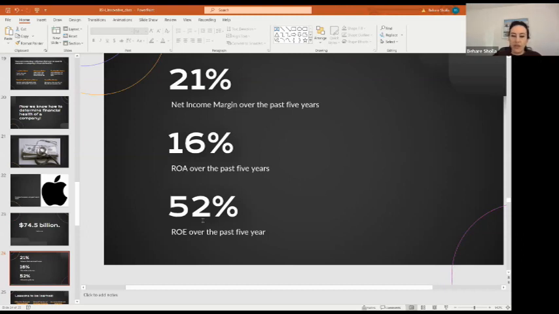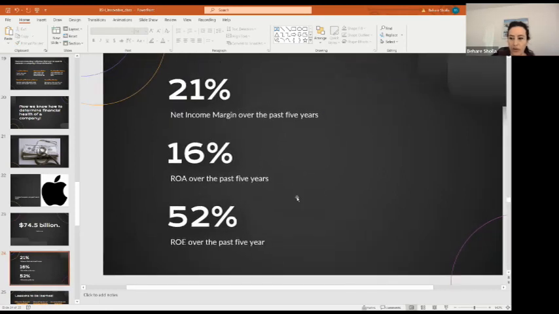So the return on equity indicates that the company is generating a significant amount of profit in relation to the amount of shareholders' equity that is invested in the business.